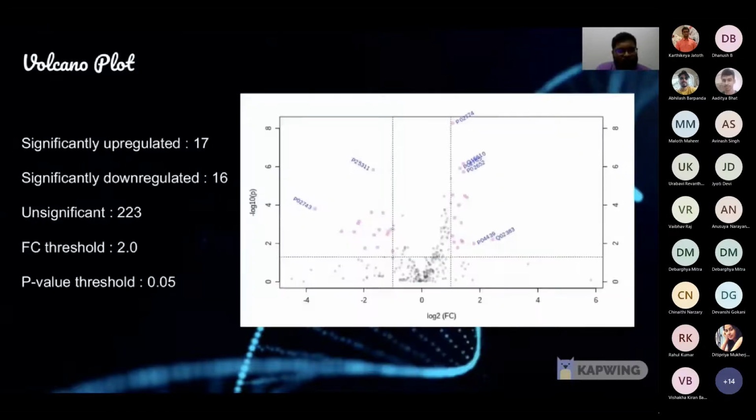Volcano plot. In the volcano plot, there are 17 significantly upregulated proteins, 16 significantly downregulated proteins, 223 insignificant proteins with the fold change threshold value as 2.0 and P value threshold as 0.05.